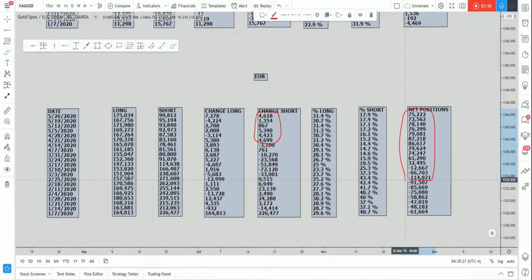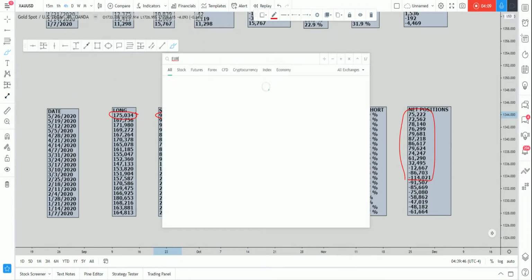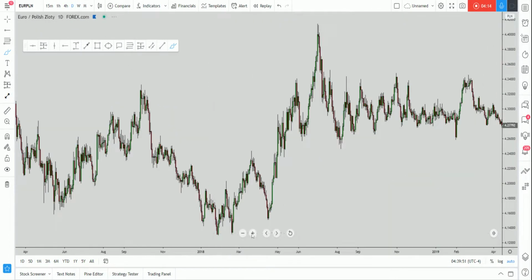What does it mean? It means that we went from having way more shorts than longs to having way more longs than shorts, meaning that now we are in fact sitting at 175k long positions and 99k short positions, having way more longs than shorts from an institutional perspective on the euro. Therefore, we can definitely expect some strength also with the euro PLN.